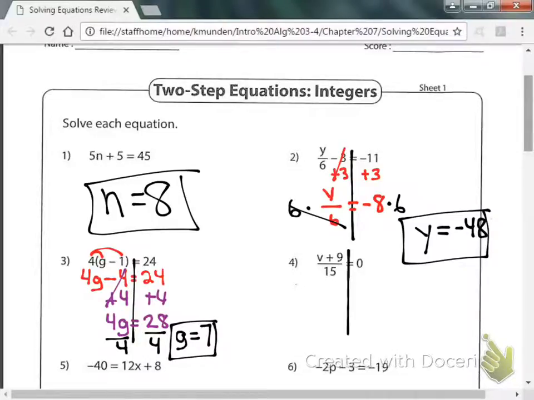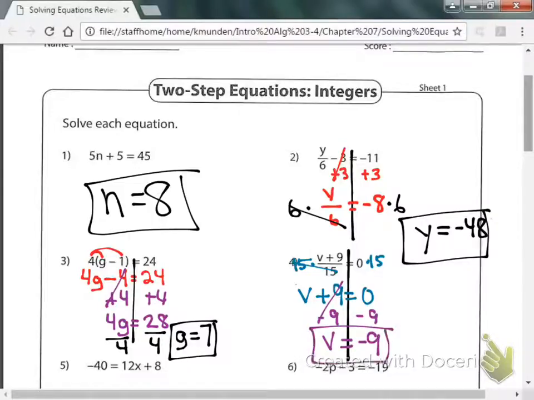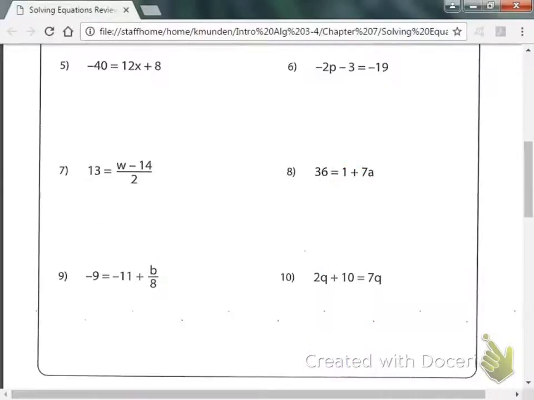Number 4, we called these bodyguard problems. Remember, when you're dividing an entire side by a number, you have to undo that first. So I'm going to multiply both sides by 15. That gives me v plus 9 equals 0 times 15 is 0. How do you undo adding 9? We subtract 9 from both sides. We get that v equals negative 9. I'll give you a second to get those down.